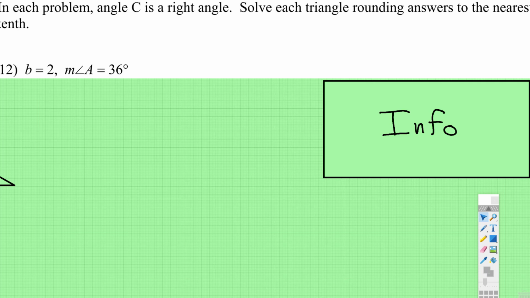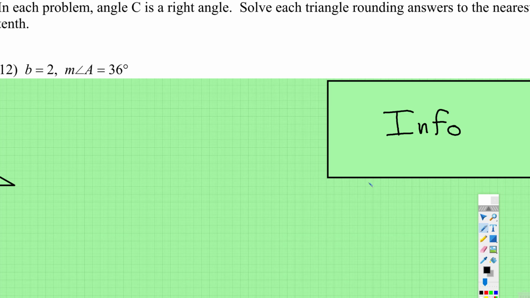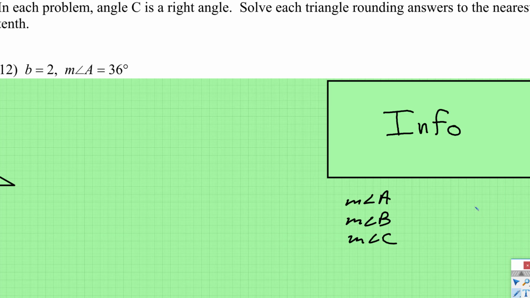Okay, this problem is similar to the one that we just did where, in each problem, angle C is a right angle. We're solving the triangle still. But notice we don't have a diagram. I still want you to do the same process where you tell me what you know. You're going to tell me the measure of angle A, the measure of angle B, the measure of angle C, and then you're going to tell me side A, side B, and side C.